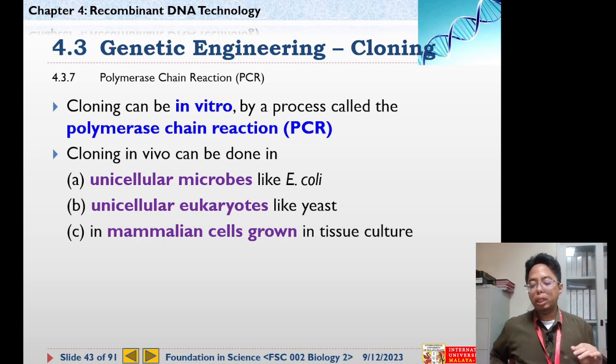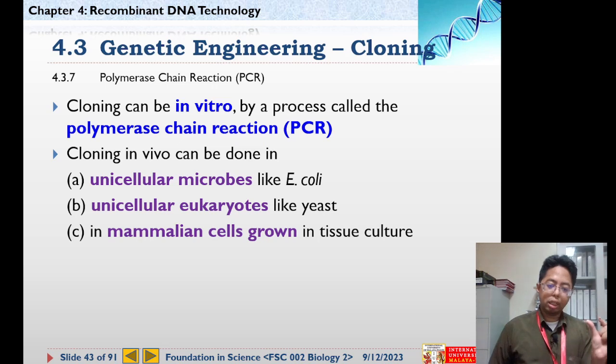So PCR. PCR is something like the previous one, recombinants, but it doesn't actually need any host cell. It's like magic. It can be done in vitro, just in a test tube. In vivo, it is what? It is in a living thing, for example, in a microbe like E. coli, like yeast, which is a eukaryote, or in mammalian cells grown in tissue culture.